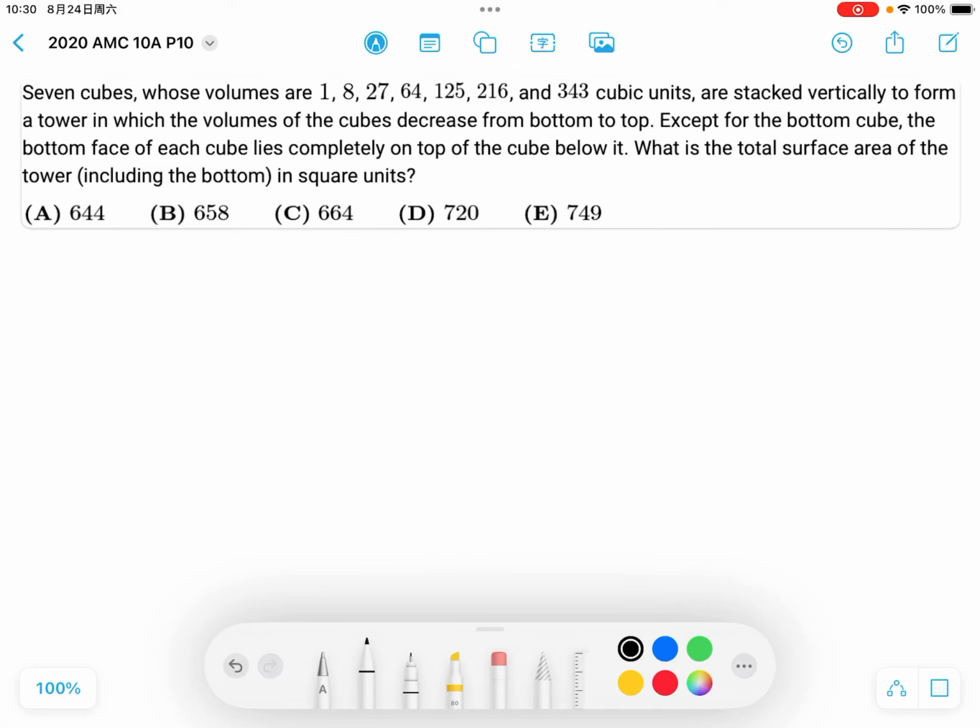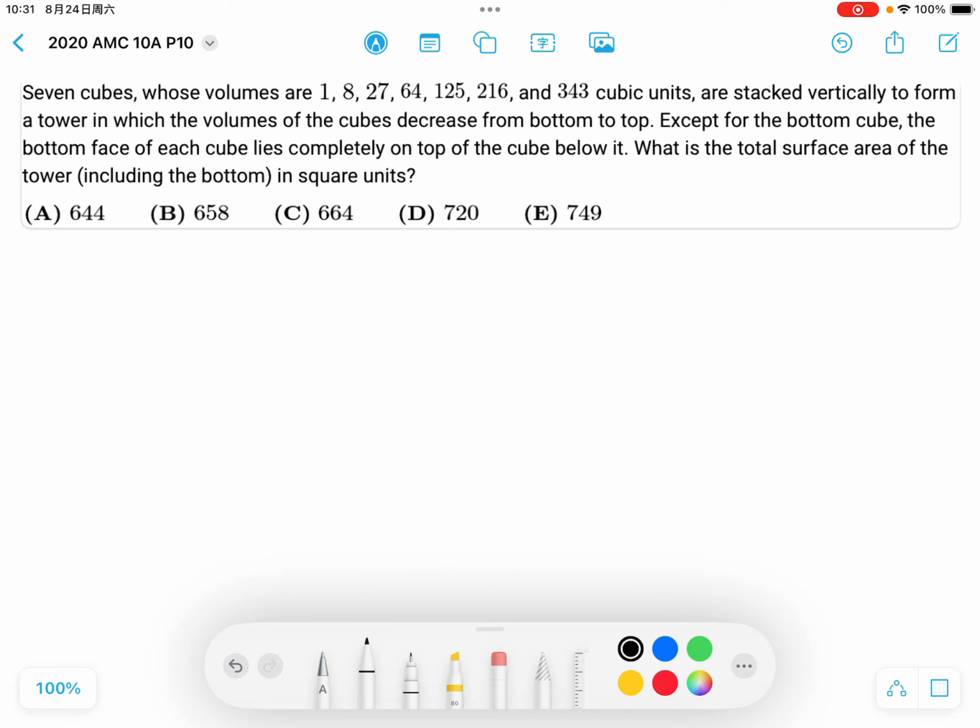So today we're gonna talk about 2020 AMC 10A problem 10. It says 7 cubes whose volumes are 1, 8, 27, 64, 125, 216, and 343 cubic units are stacked vertically to form a tower in which the volumes of the cubes decrease from bottom to top.